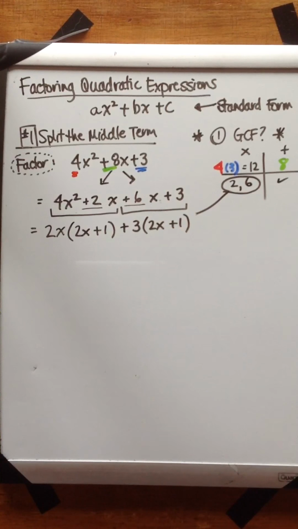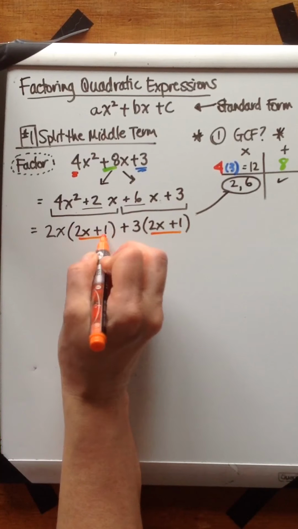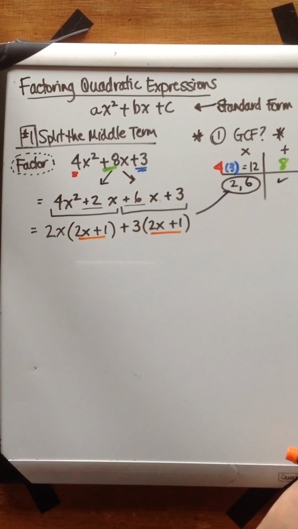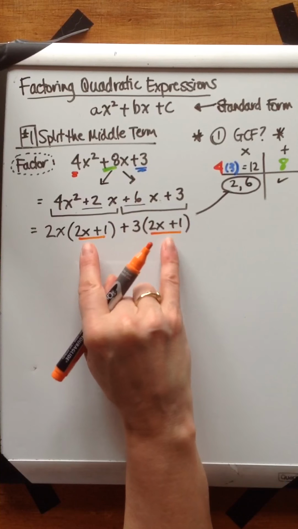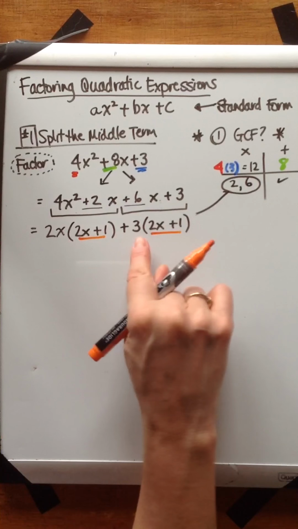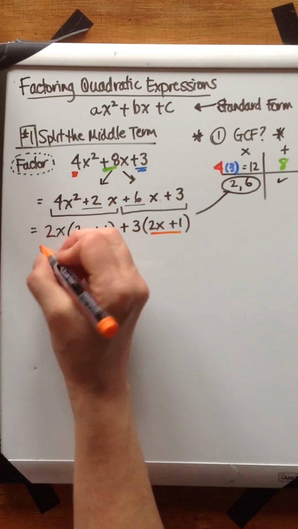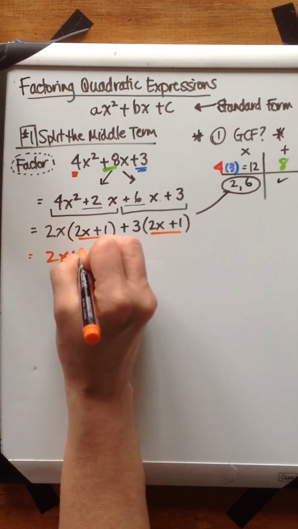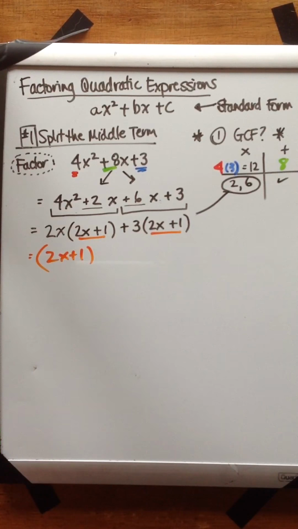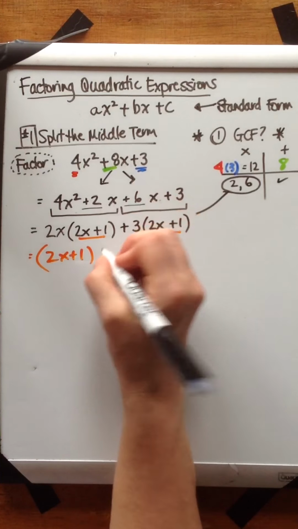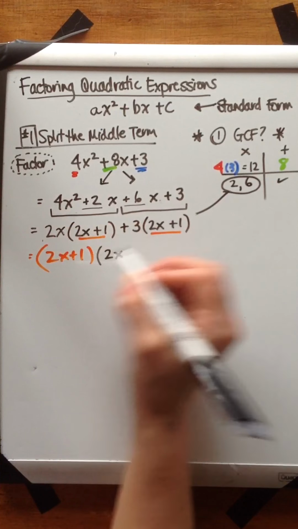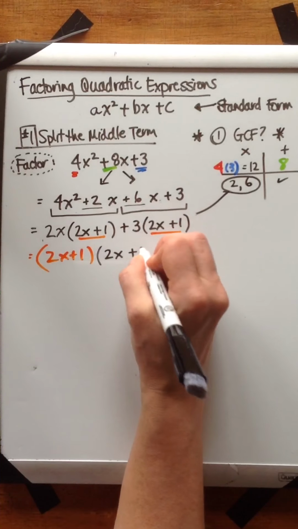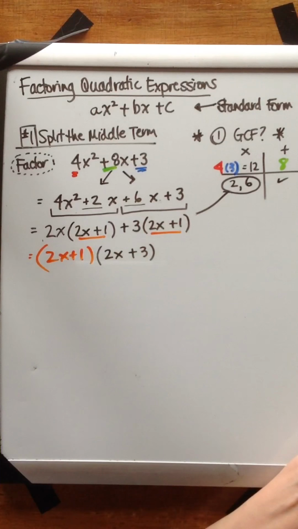Plus 1. Now, this is good, because we notice that this and this are identical, and this should happen when we are splitting the middle term. We should end up with two terms that are identical here. So this is a common binomial to both sets of things that are being multiplied. We can take it out as a GCF. So we have 2x plus 1, and in order to get the line that's up above, I would have to multiply 2x plus 1 by 2x to get this set of terms, and then I would have to also multiply it by 3 to get this set of terms. And there you go.